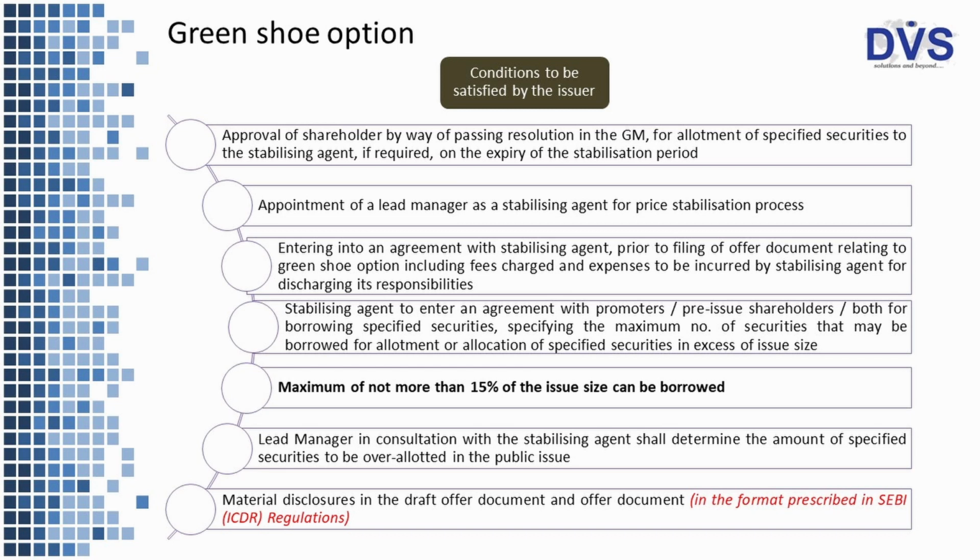Now, let's move on to another interesting topic, which is your green shoe option. Why do we have the green shoe option, friends? This is to stabilize the market price after listing. So who is the stabilizing agent then?